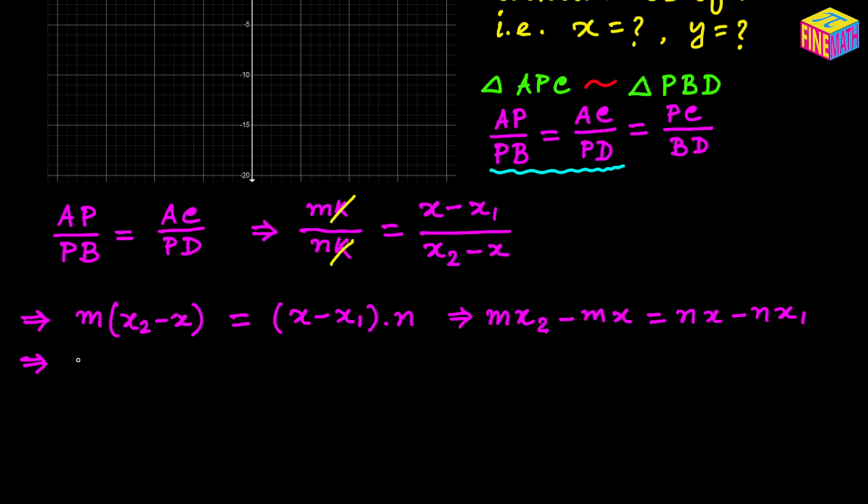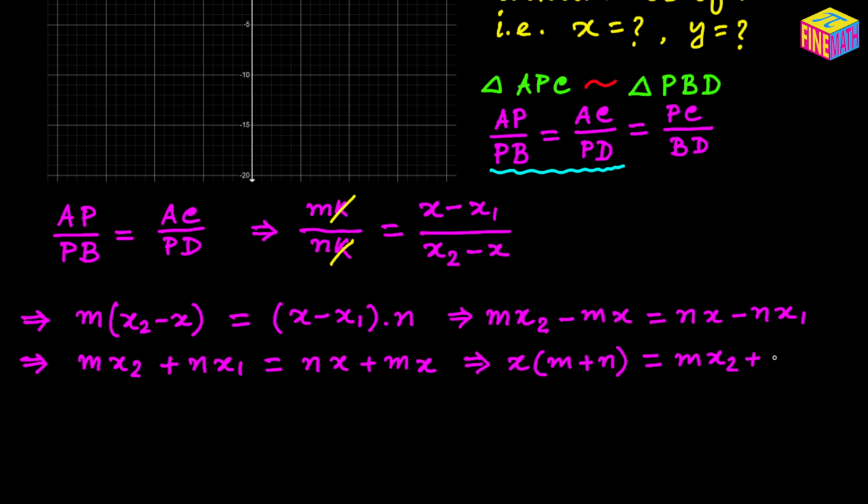So from here we can say m times x sub 2 plus n times x sub 1 will be equal to n times x plus m times x. And from here, if we now exchange them between the two sides, we can say x times m plus n, so I'm assuming that all of this is on the left hand side, will be equal to m times x sub 2 plus n times x sub 1. And from here we can say x is equal to, if we divide both sides by m plus n, then we're going to get the value of x.